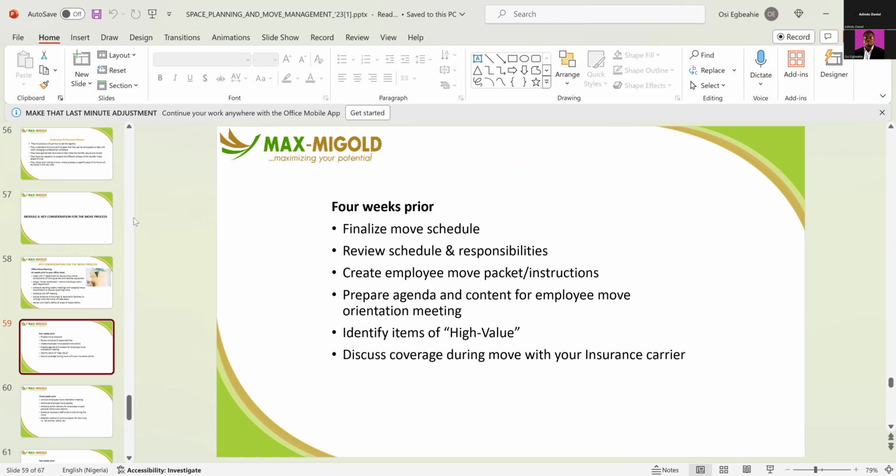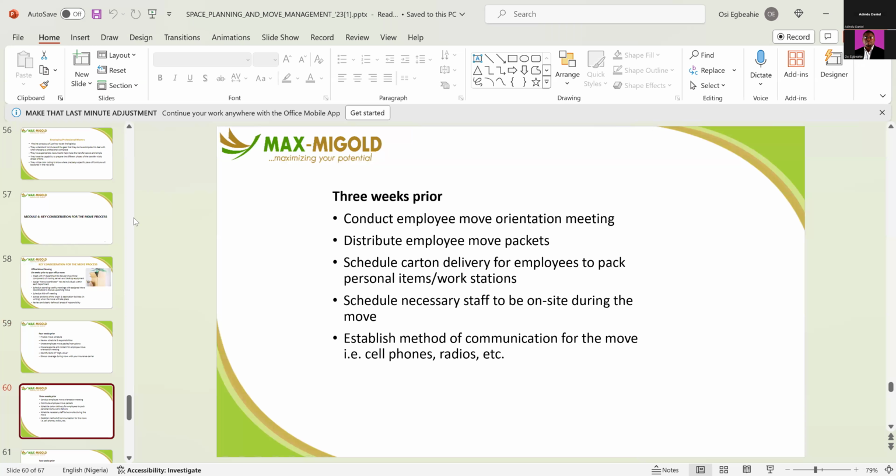Week 4 of the move, you need to finalize your move schedule, review schedule and responsibilities, create employee move packs and instructions, prepare agenda and content for employee move orientation meetings, identify high-value items, and discuss coverage during the move with the insurance carriers, like I said, the goods in transit insurance.